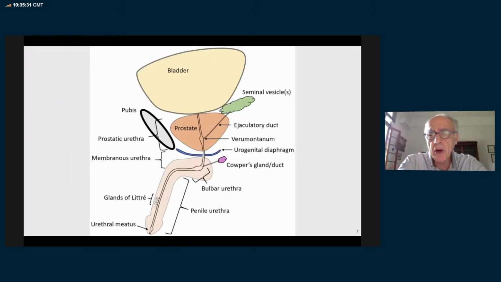A quick review of anatomy. We can divide the urethra into posterior and anterior urethra, and the division is made by the urogenital diaphragm. The posterior urethra is composed of the prostatic and membranous urethra, and the penile urethra and bulbar urethra make up the anterior urethra, and the division is the penile-scrotal angle.